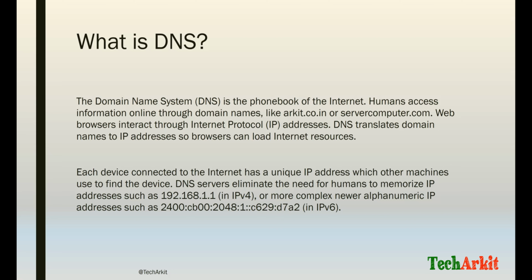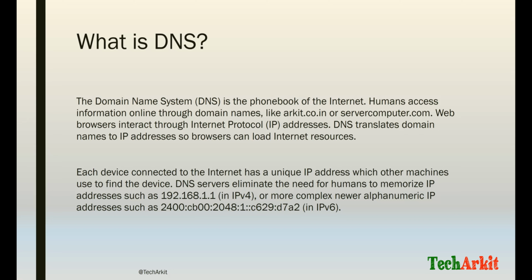Web browsers interact through Internet Protocol, so IP addresses, and DNS translates the domain names to IP addresses so browsers can load the internet resources. So that's what happens when you enter any domain name on the browser address. It translates your domain name to the IP address, then the resources are loaded on your internet browser. Each device connected to the internet has a unique IP address which other machines use to find the device.